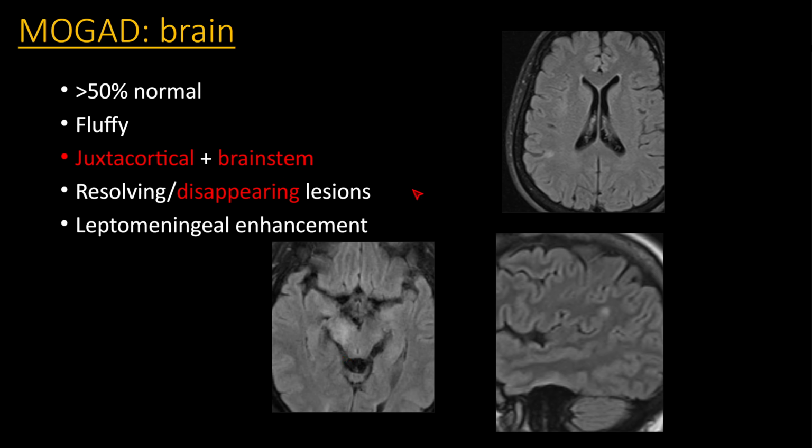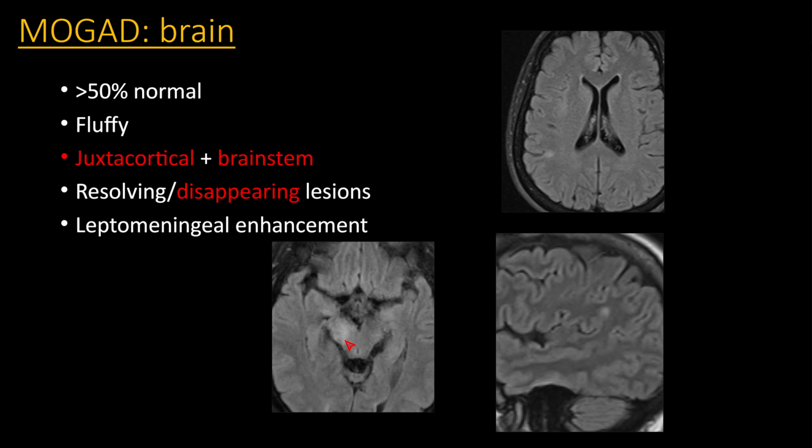Locations that tend to be more characteristic for MOGAD are the juxtacortical location, like this one here. This lesion you can see is juxtacortical, hugging along the cortex right here. And then the brainstem tends to be another common site for MOG antibody disorder lesions.